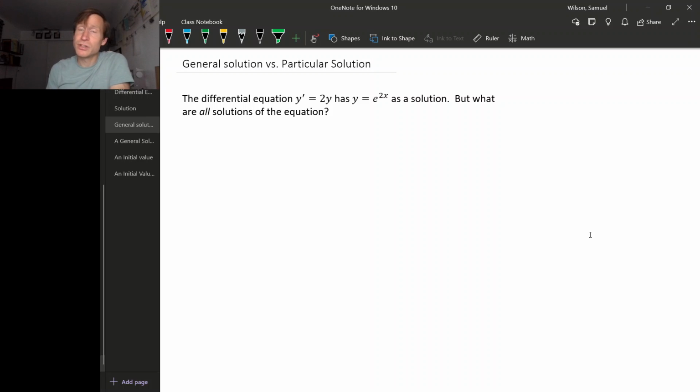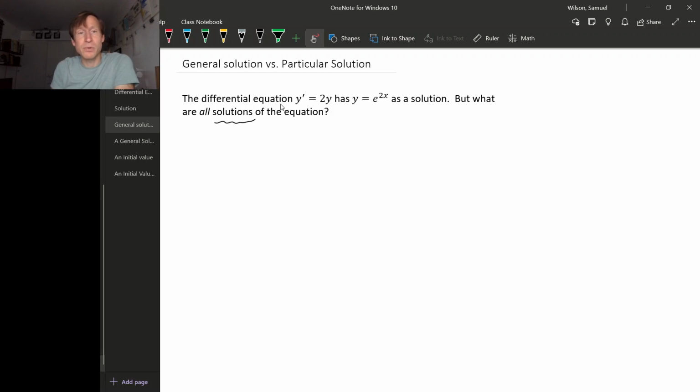We've seen that differential equations can have more than one solution. So whenever we talk about solutions for a differential equation, we need to be careful about whether we're looking for just a solution or whether we're looking for all solutions. Typically, when you are looking at a differential equation, you want to know all solutions because you won't know ahead of time which is the solution that you want.